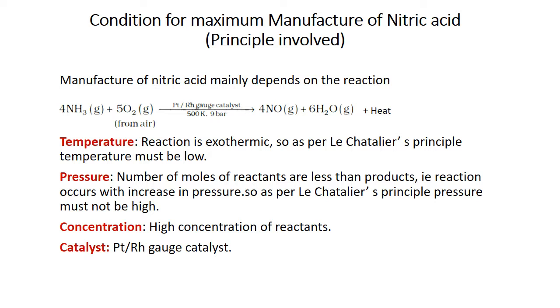Conditions for maximum preparation of nitric acid. It may also be asked to explain the principle involved in the manufacture of nitric acid by the Ostwald process. So manufacture of nitric acid depends upon this reaction: ammonia plus oxygen gives nitric oxide and H2O. As this reaction is exothermic, temperature must be low as per Le Chatelier's principle.